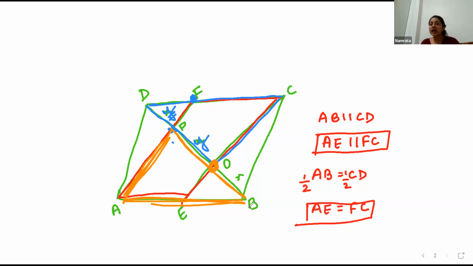Since O is the midpoint of PB by the converse of the midpoint theorem, if this is Y, this has to be Y only, because both orange sides will be of equal length. So if that is Y, this is Y. Now I can say the diagonal BD is getting trisected, because we got this as a Y, this as a Y, this as a Y. So definitely it is getting cut in three equal parts, right?